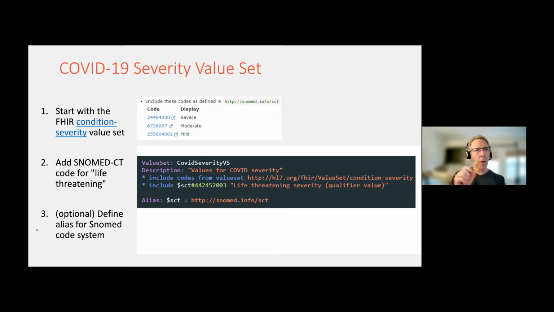So we start with a keyword ValueSet. We give it a name, COVIDSeverityVS, a description, and then we have a statement in our language that goes include codes from valueset. We give the name of that value set, the URL of that value set. And we're going to add another code. So we say include, there's an alias for SNOMED, and then code 442452003, which is life-threatening severity.